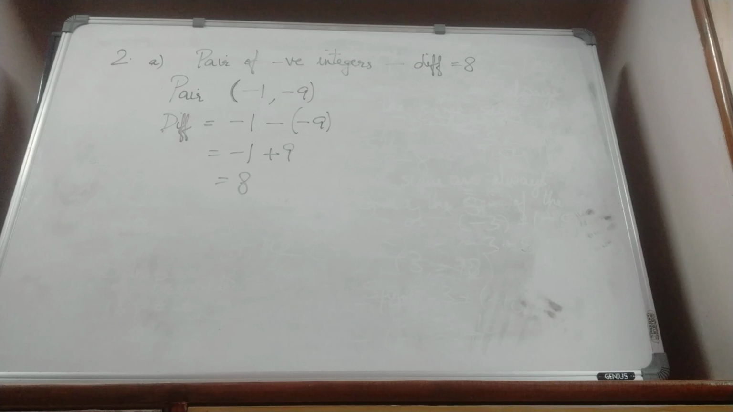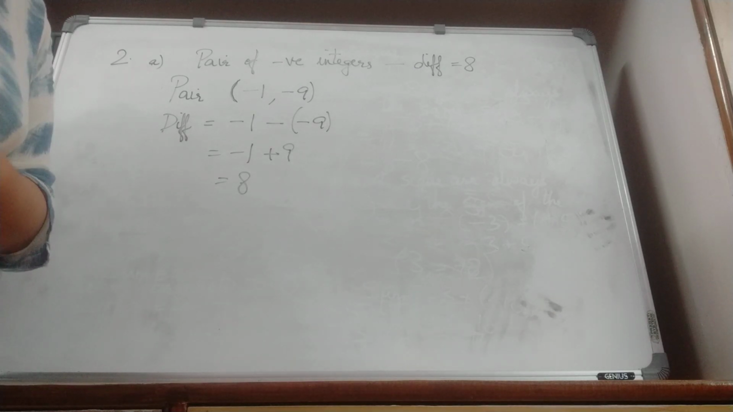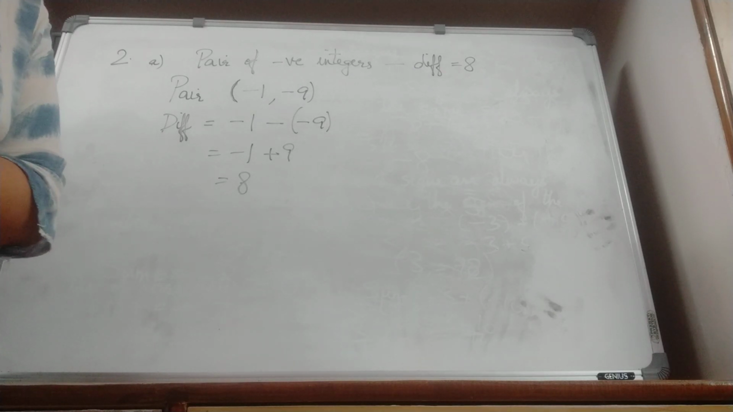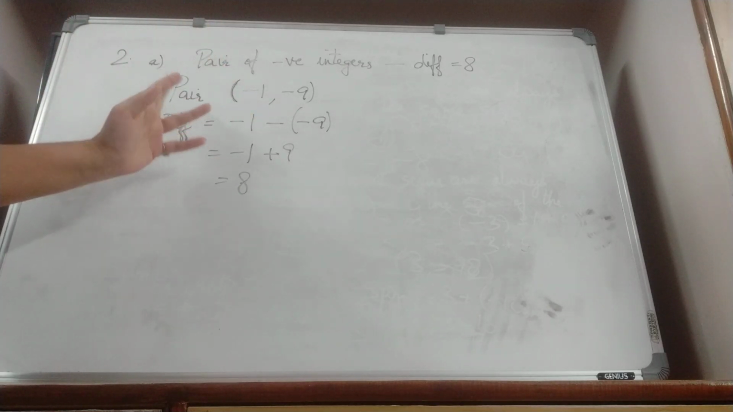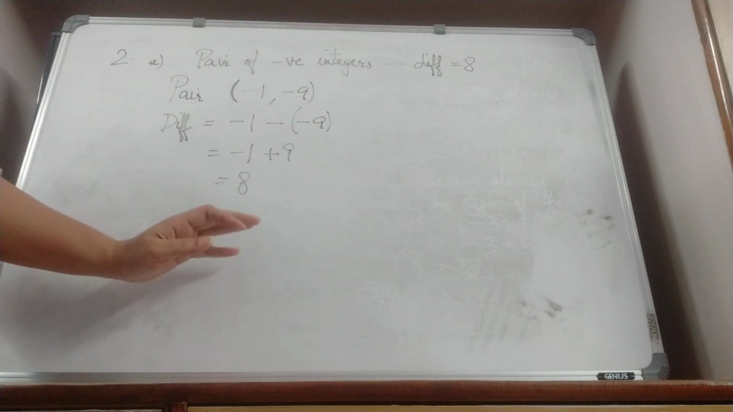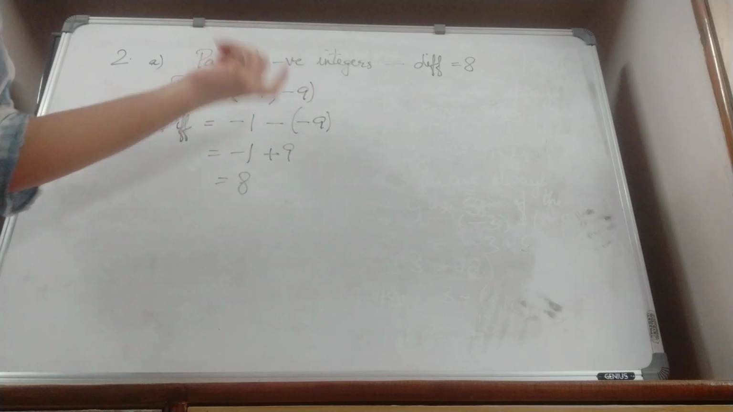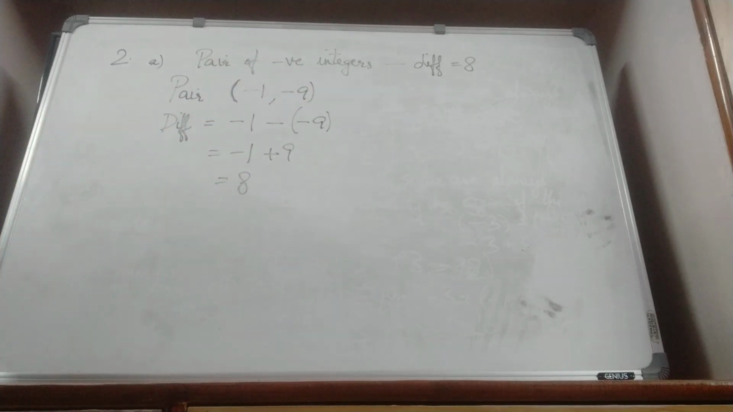Again, B part is okay. Should I leave the B and C for you? If you're unable to do, why will you not be able to do? Write it like this, check and see. You can try and put different numbers. So B and C you have to do on your own.